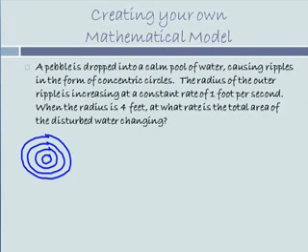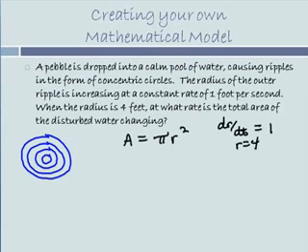So the formula that we have to use then is simply the formula for the area of a circle. So we'll write down area is equal to pi r squared. All right, and from the information here, we are given the radius of the outer ripple is increasing at a constant rate of 1 foot per second. So they are telling us then the dr dt is equal to 1 foot per second. And it says when the radius is 4, we want to find what is the rate that the total area is changing.